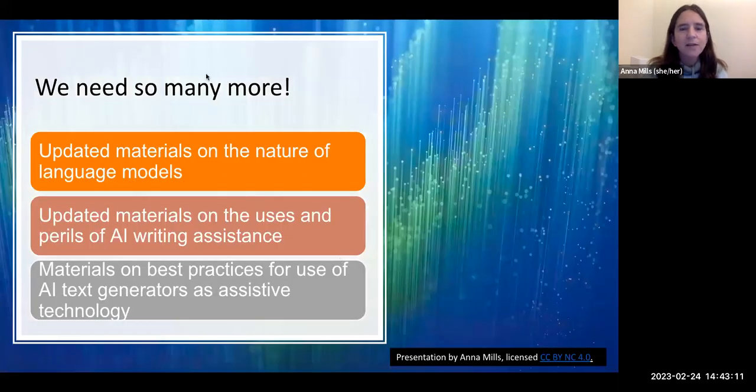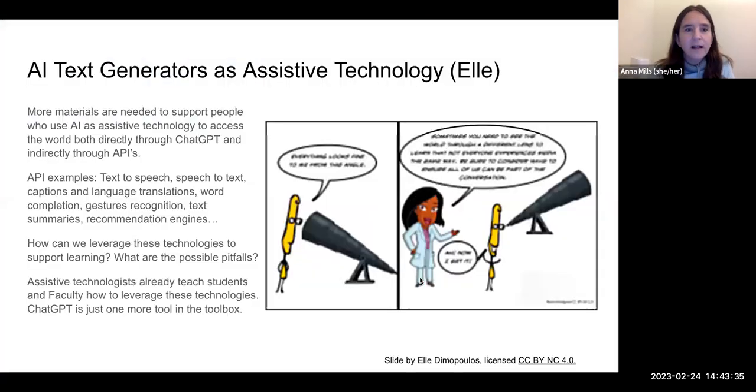So, those are just a couple of ideas, but we need so many more. We need updated materials on the nature of language models. We need more materials on the uses and perils of AI writing assistants. We need materials on best practices for use of AI text generators as assistive technology. So I'm going to turn it over to Elle for that topic that she's an expert in.